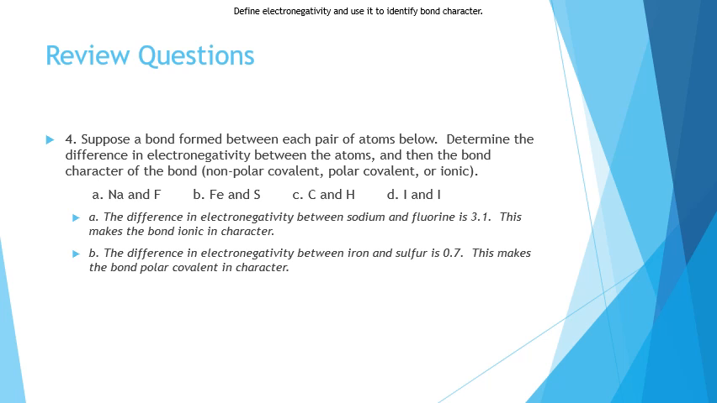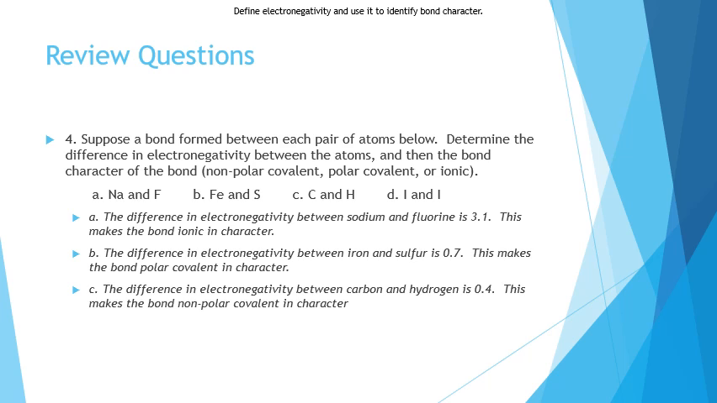B, iron and sulfur. The difference between those two electronegativities is 0.7. So that's less than the 1.8, so that makes this bond covalent, but it's polar covalent because that difference in electronegativity falls between the points, the 0.4 and the 1.8. So in other words, the electrons are being shared, but not really equally, where the element with the higher electronegativity, which is sulfur, is going to pull on those electrons a little more than iron, so that's going to give the sulfur that partial negative charge, the iron that partial positive charge.